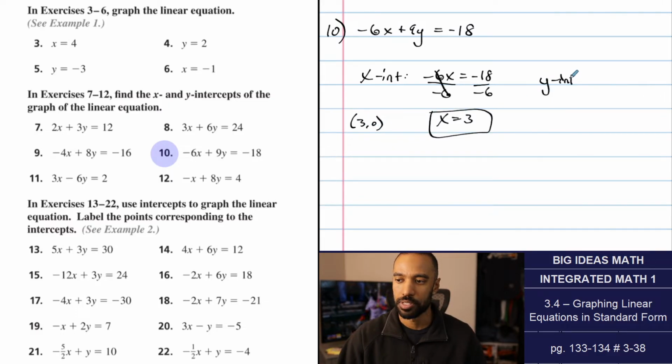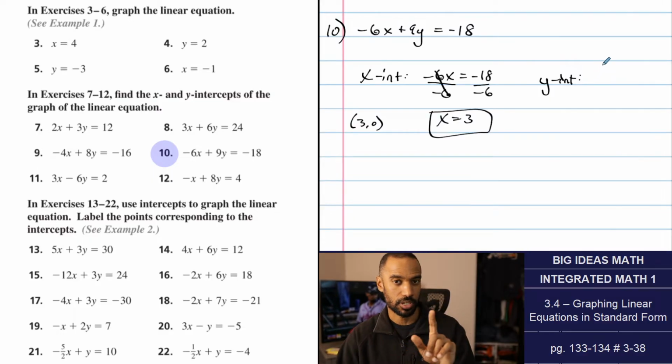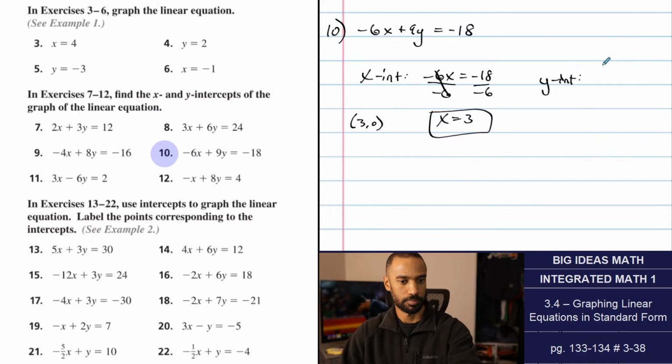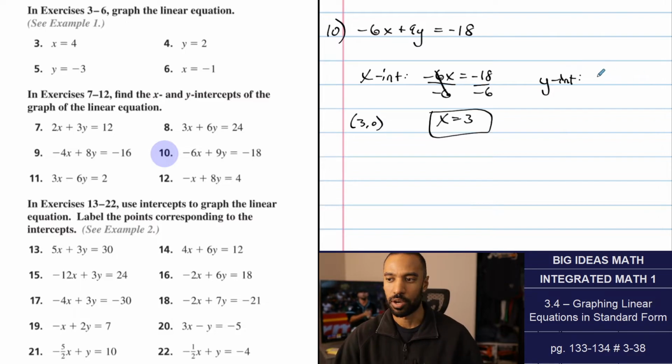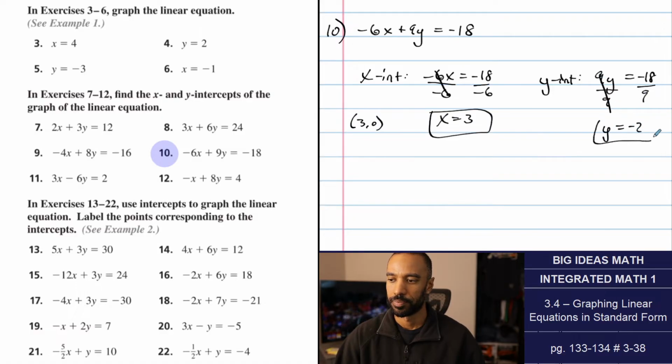The y-intercept, take your finger, hide negative 6x. It's gone. My equation says 9y equals negative 18. Divide both sides by 9, you get y equals negative 2. The point on the graph is (0, negative 2).